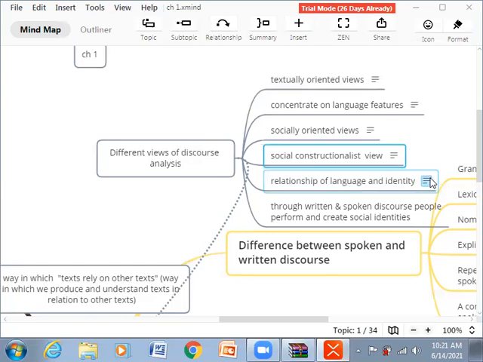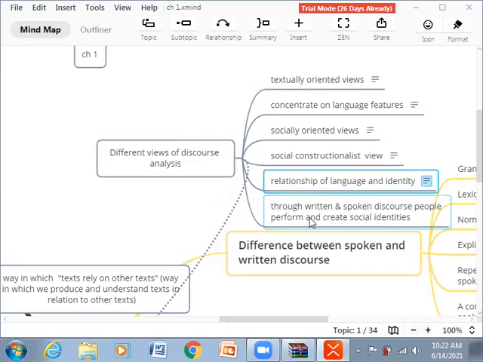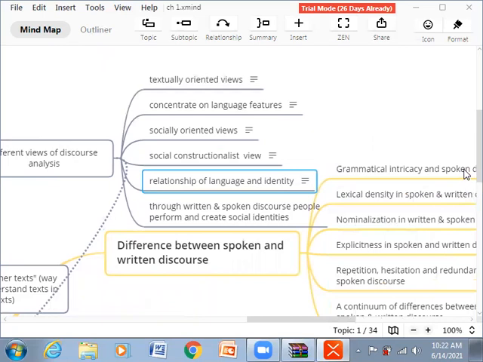Relationship of language and identity. When we speak or write, we show who we are and how we want people to know us. The way we dress, the gestures we use, and the way we act and interact also influence how we display social identity. Through written and spoken discourse, people perform and create social identities. It means that discourse is related to language, and the use of language is in the society. So, discourse and society have a deep relationship.